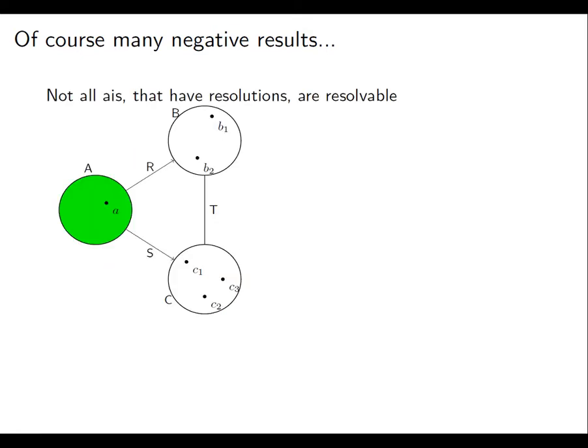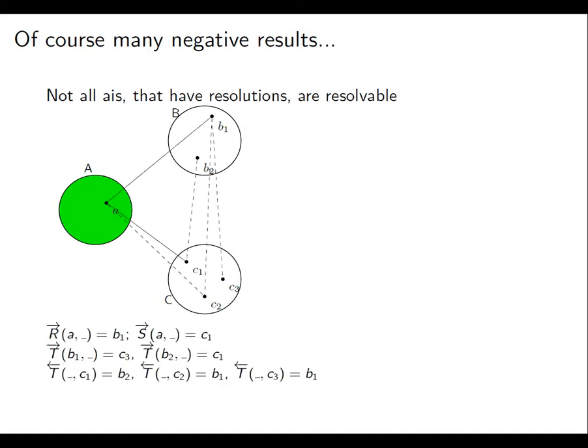Slightly more interestingly, not all authority instances that in principle have resolutions, in other words, have tuples that are indeed consistent according to all the binary consistency relations, are actually resolvable. In other words, there aren't always sequences of applications of the consistency restoration functions that will actually get us to the consistent tuple. So here's a tiny little example to illustrate that.